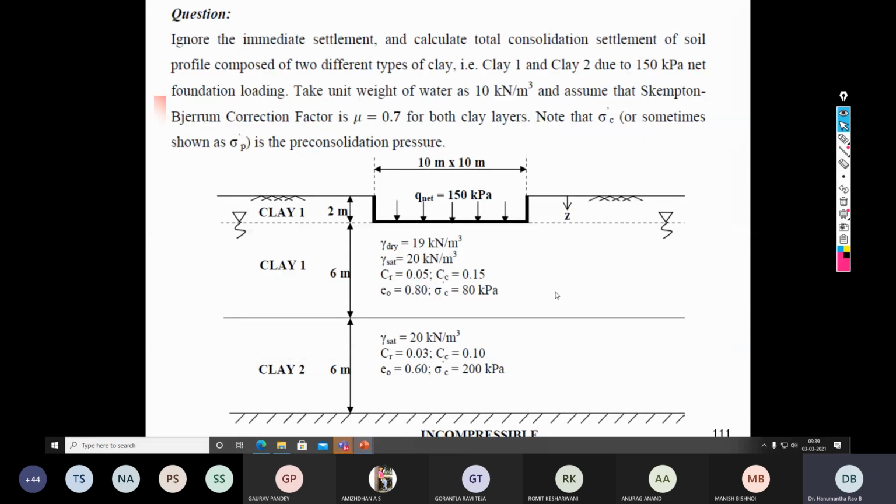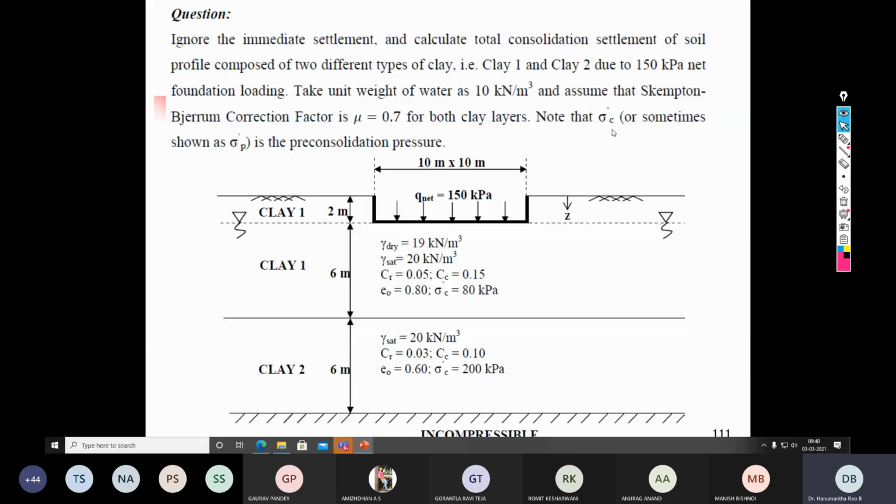Yeah. So just note down another sum. Now we have to understand how to calculate the consolidation settlement. So ignore the immediate settlement and calculate the total consolidation settlement of a soil profile composed of two different types of clay, clay 1 and clay 2, due to 150 kilopascals net foundation load. Take the unit weight of water as 10 kilonewton per cubic meter and assume that the Skempton-Bjerrum correction factor mu is equal to 0.7 for both clay layers.